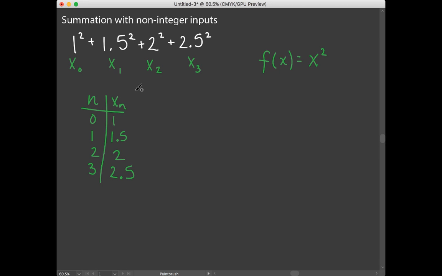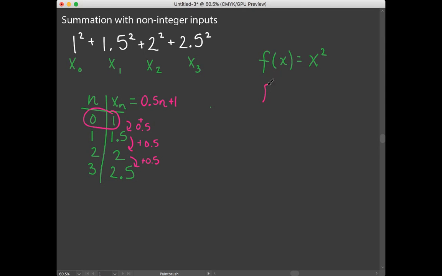So I'm going to find a rule for my x sub n. So x sub n is equal to... Hopefully we started to recognize from our algebra days that we are adding 0.5 every time here. So this is a linear function with a slope of 0.5 and a y-intercept of 1, since at 0 the value is 1. So x sub n is 0.5n plus 1. That means when n is 0, x sub n will be 1. When n is 1, x sub n will be 1.5.